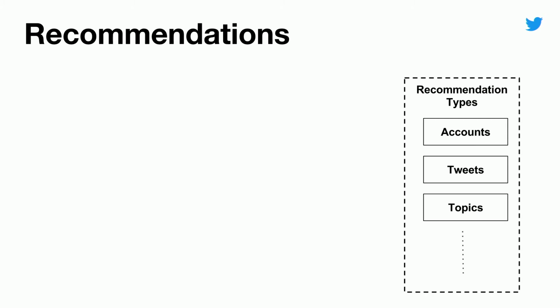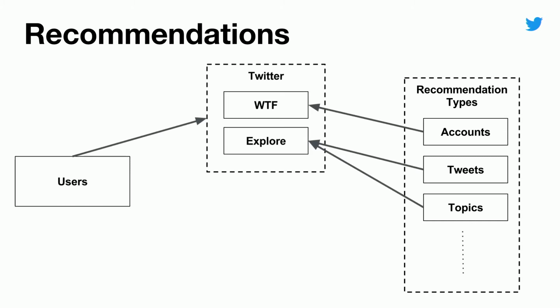All right, so at a high level, we have different recommendation types. We have accounts, we have tweets, we have topics. And then we power these different products. Can anyone guess what WTF is? Who to follow. Who to follow is what we call our account recommendation system. Explore is the screen that you just saw, which showcases the trends and topics of conversation on the platform. And users consume our recommendations by going to these products.